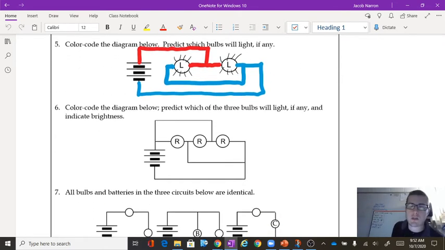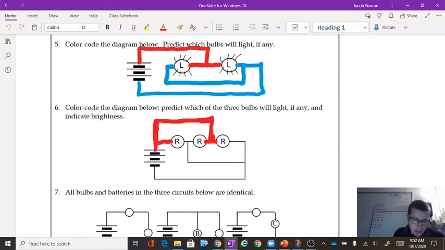Now let's look at number 6. Maybe one of these doesn't light. No, looks like they're all going to light up. Let me show you why. Start with red. I go everywhere that I can without lifting my pencil.